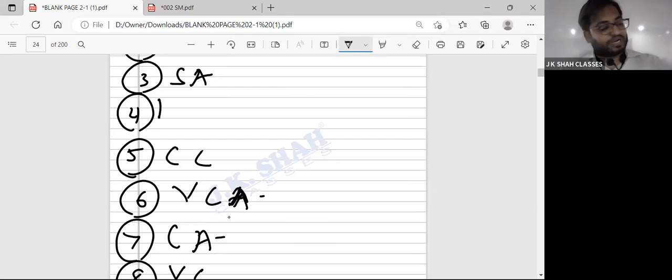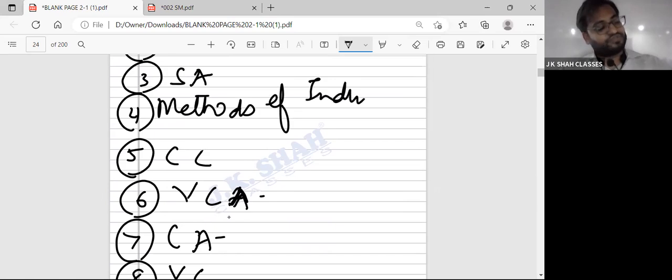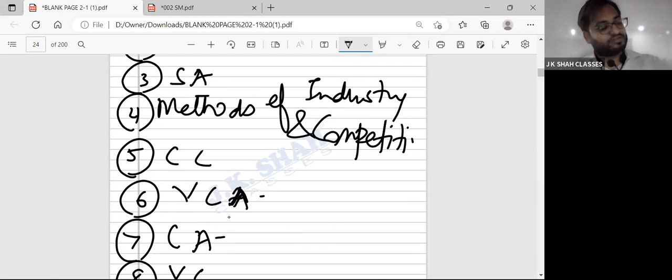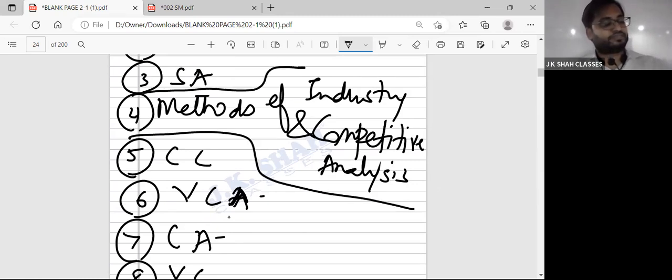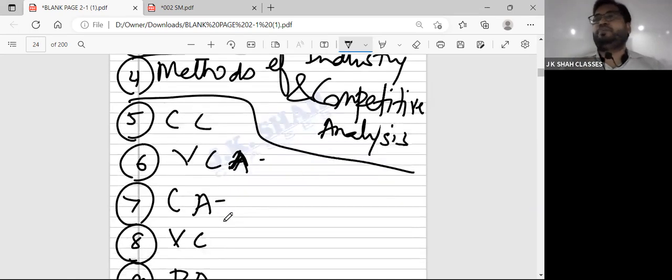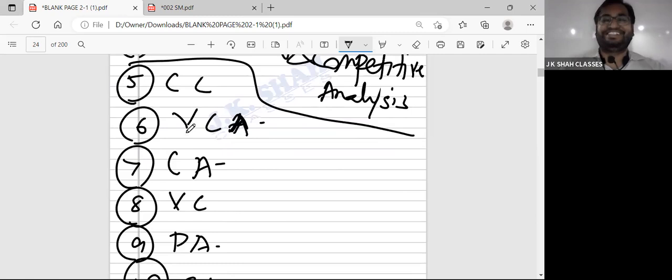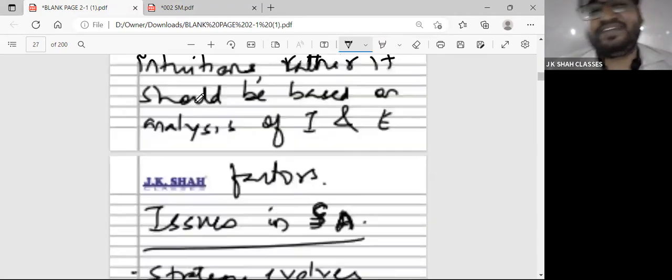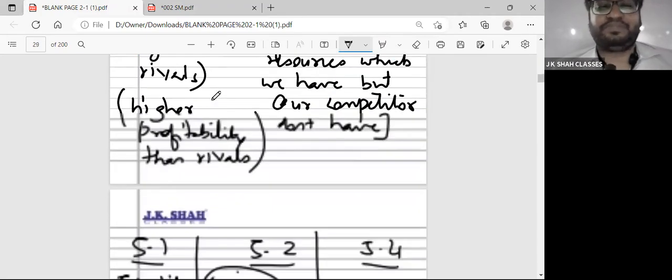Now the last part, methods of industry and competitive analysis. Methods of industry and competitive analysis. Let's start. For this, I need to take again a hypothetical example. I will take one hypothetical example, no problems.